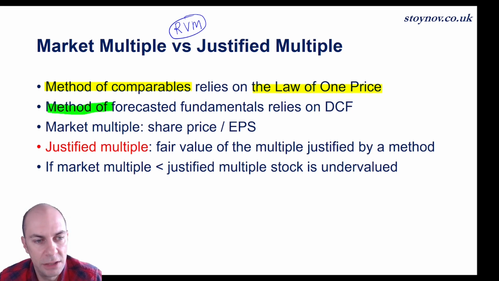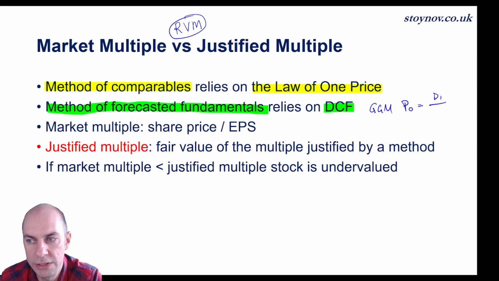Now, method of forecasted fundamentals, a pretty funky name here. So this is the one where we're going to take our good old Gordon growth model. We're going to say, look, the price today is the forecast dividend over R minus G. And we're going to turn this into a multiple, okay?